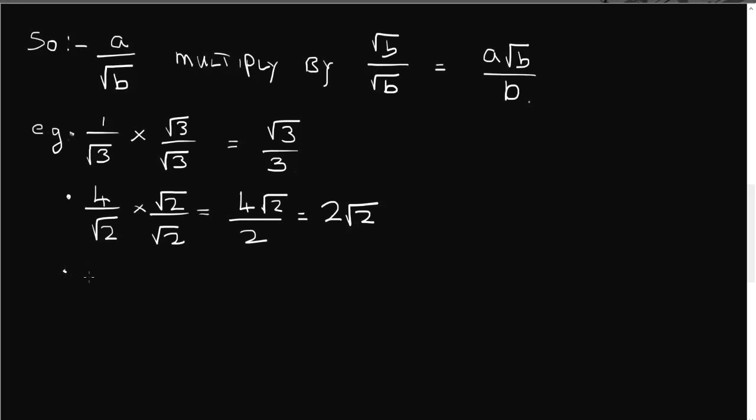Another example. You should be really confident with these, because you know you're going to get them, you know they're going to turn up. 12 over root 3, multiplied by, what do we multiply by? Root 3 over root 3. And that gives us 12 root 3 divided by 3, which comes out at 4 root 3.